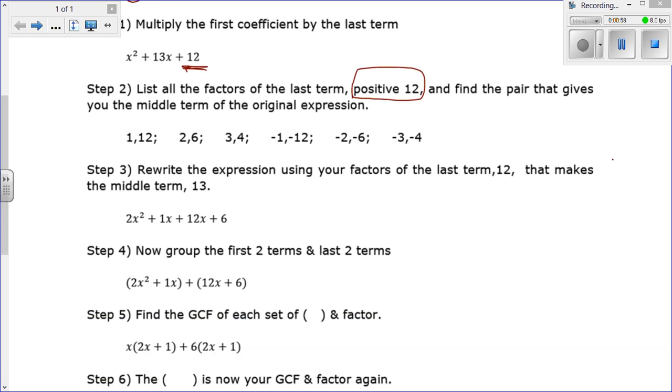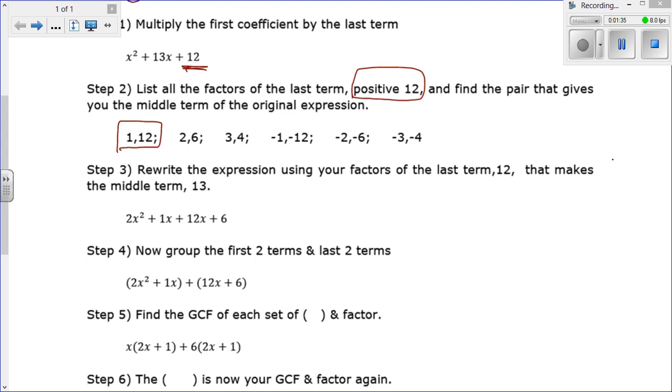Third step is to rewrite the expression using your factors of the last term, 12 in this case, that make the middle term add up to 13. Well, if I'm looking at these factors here, the only pair that adds up to 13 is 1 and 12. So I would do 2x squared plus 1x plus 12x plus 6. So now I have turned it from a trinomial into 4 terms, so it's a little bit different.